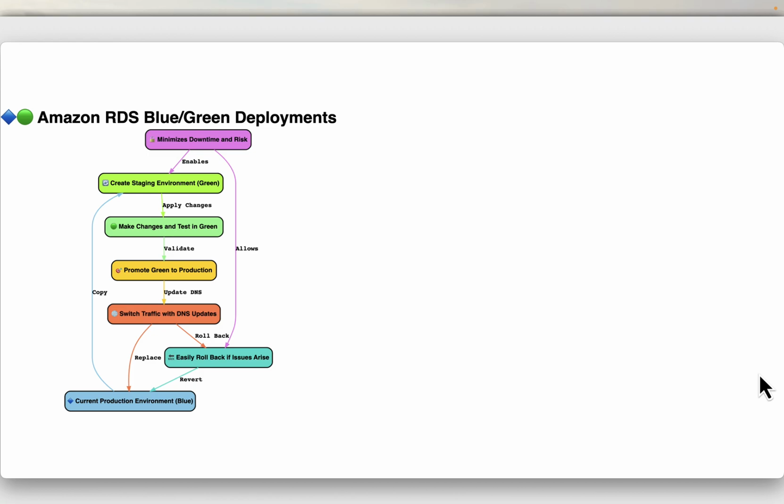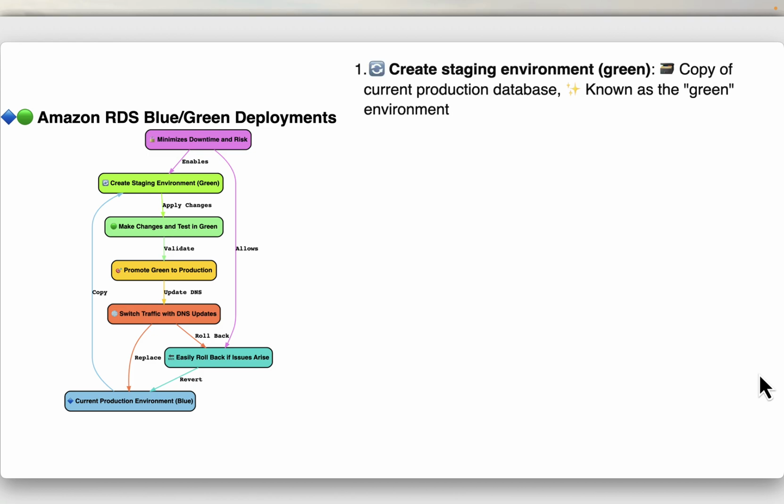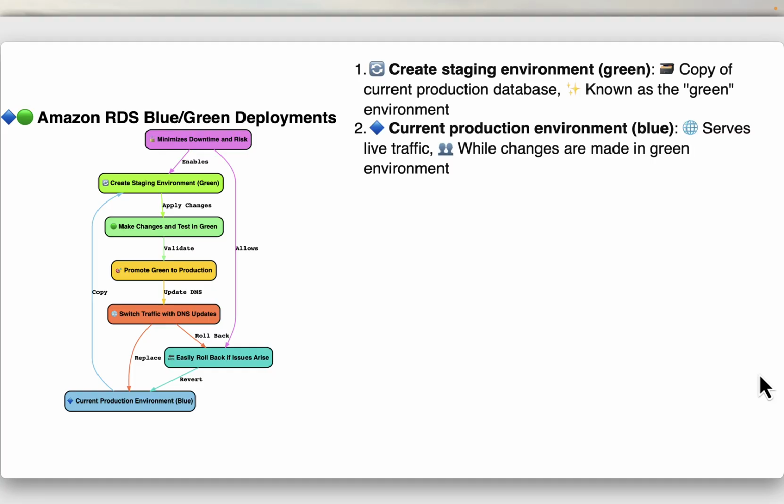Okay, first is Amazon RDS blue-green deployments. So create a staging environment green with Amazon RDS blue-green deployments. You start by creating a staging environment known as the green environment, which is a copy of your current production database. Then current production environment blue. The current production environment referred to as blue continue to serve live traffic while you make changes in the green environment.